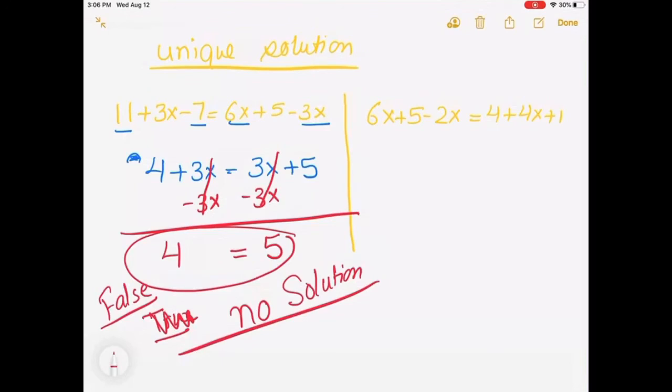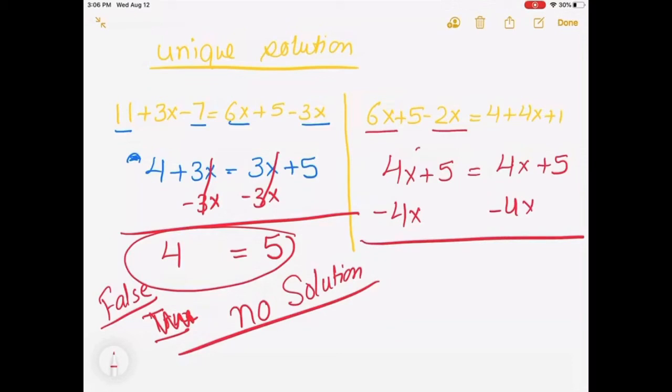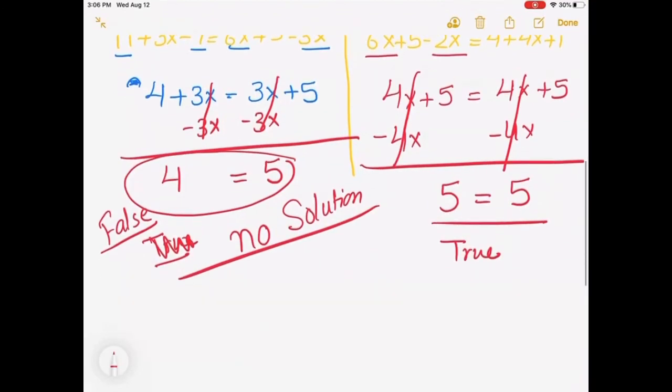Okay, so the one on the right side, same thing. Let's combine these like terms first. That would be 4x plus 5 on one side, and on the other side, 4x plus 5. Eventually, if I try combining x's, x is going to get canceled out again. So what I have left is 5 is equal to 5, which is true.